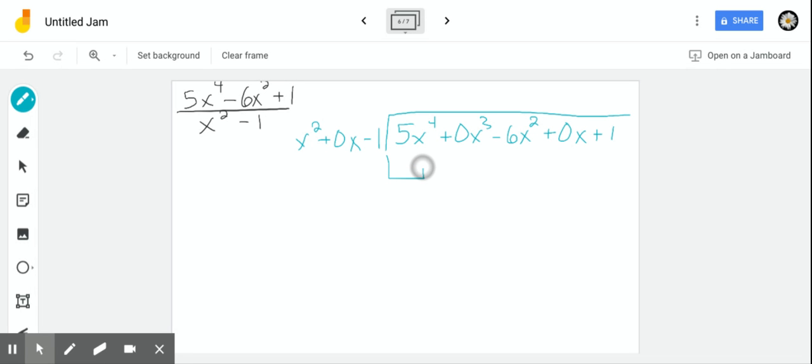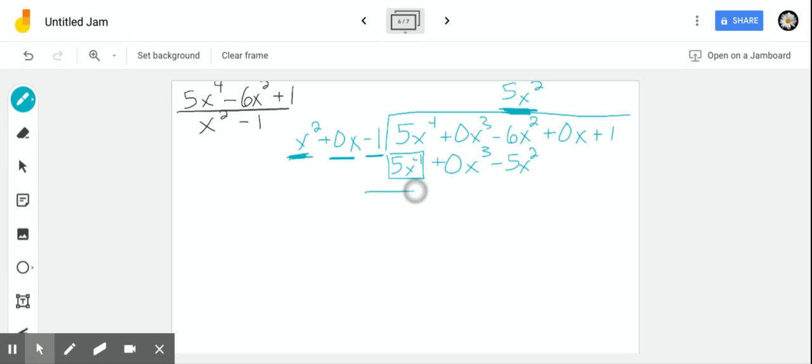So our goal is to get a 5x to the fourth. So up here we're thinking, what times x squared will give us 5x to the fourth? And I think we need a 5x squared. So 5x squared times x squared is 5x to the fourth. 5x squared times 0x is 0x cubed. And 5x squared times negative 1 is negative 5x squared.